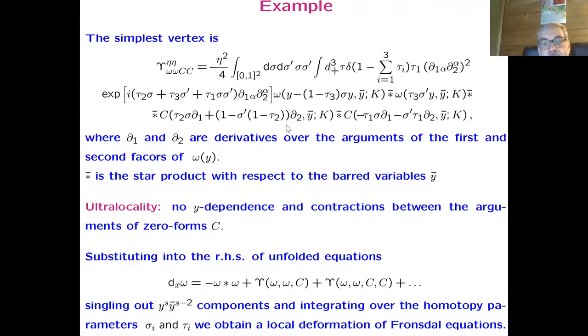And one can see that this vertex, obtained by the methods I just explained, is free of derivatives with respect to the holomorphic variables, the arguments between the first and second factor of c, and that implies spin locality. These d1 and d2 are just derivatives with respect to the arguments of omegas. Moreover, it's ultra-local, which suggests that higher orders are going to be local as well. I have to skip that.